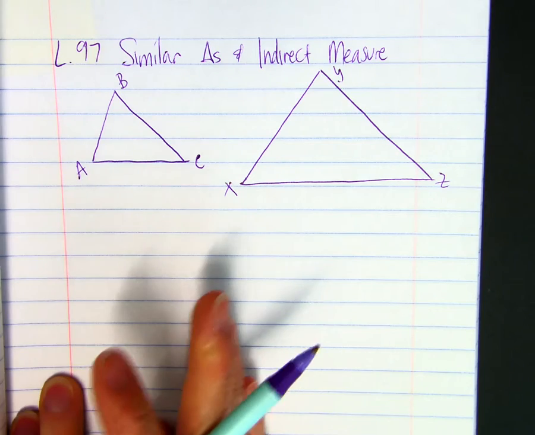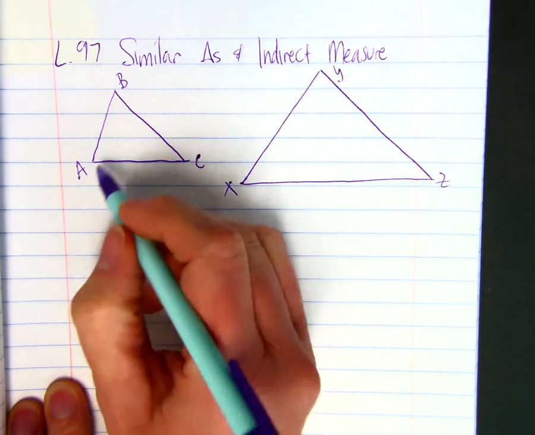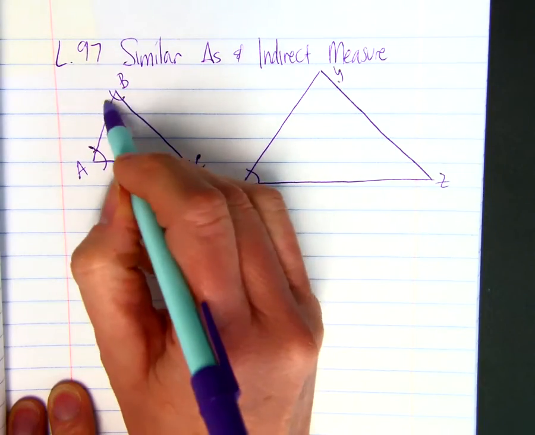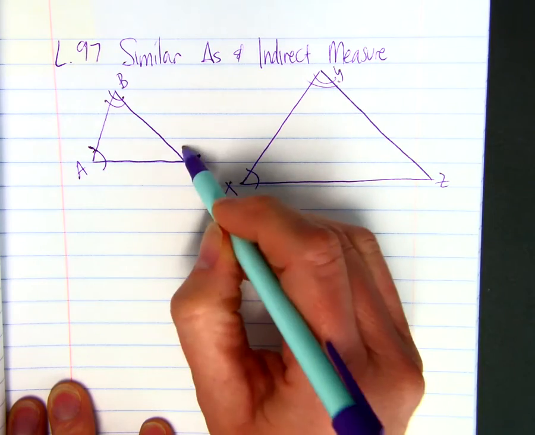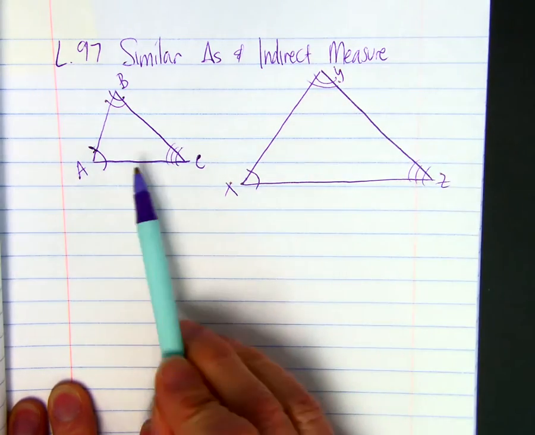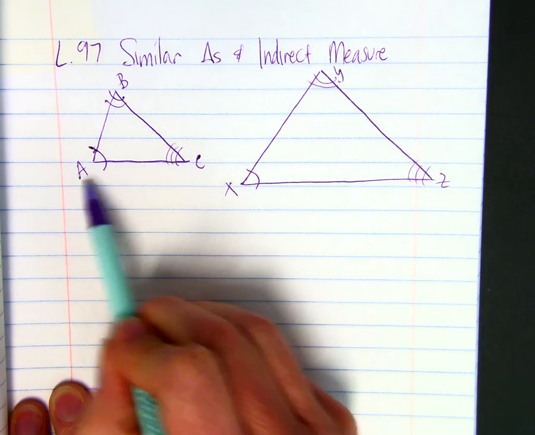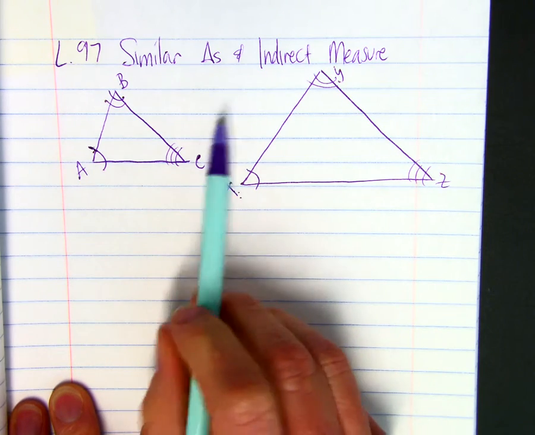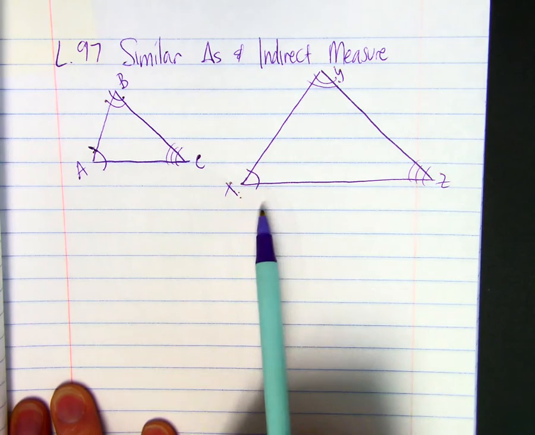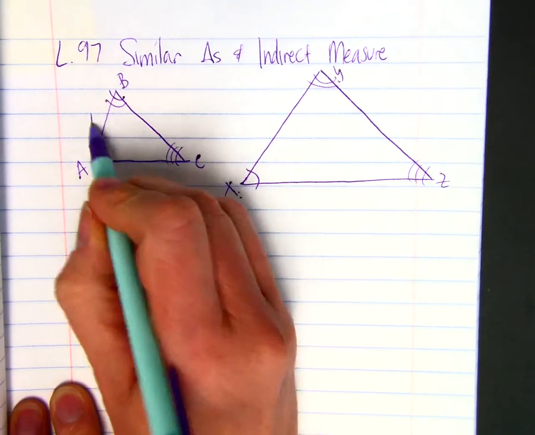When you have two similar triangles, the corresponding angles are congruent. So angle A would be congruent to angle X, angle B would be congruent to angle Y, and angle C would be congruent to angle Z. Now these are called arc marks. I put one between A and X to show they're congruent. If you put one with B and Y, then it looks like they're also congruent to A and X. So we do two arc marks, and then we'll do three on the third angles.